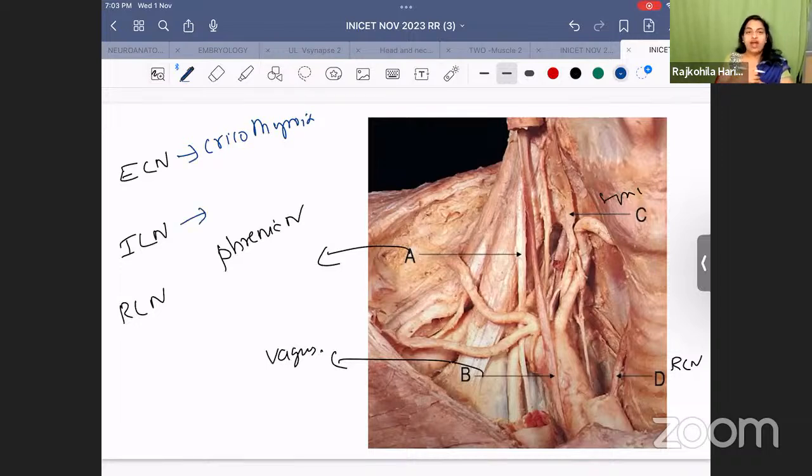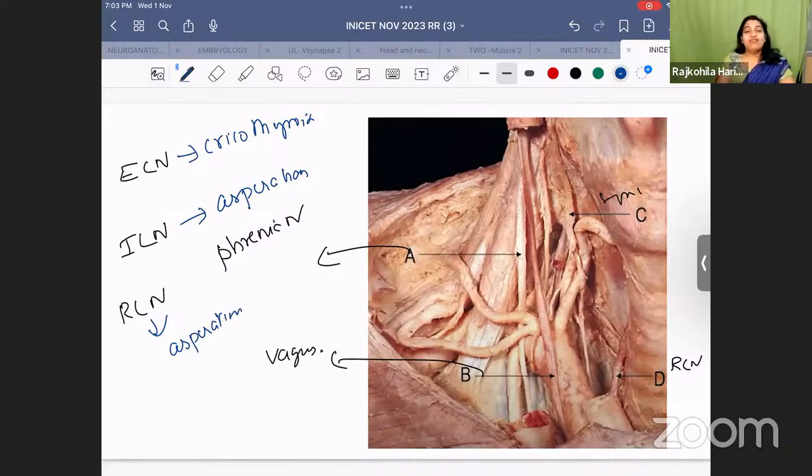Internal laryngeal nerve, on the other hand, is entirely sensory. It supplies the mucosa of the larynx above the vocal cord. So injury to the internal laryngeal nerve, the patient is going to present with aspiration. Recurrent laryngeal nerve is motor and sensory. It supplies the mucosa of the larynx below the level of vocal cord. So injury to the recurrent laryngeal nerve is again aspiration.